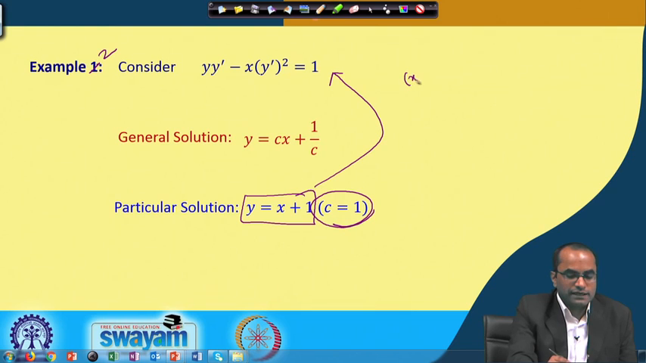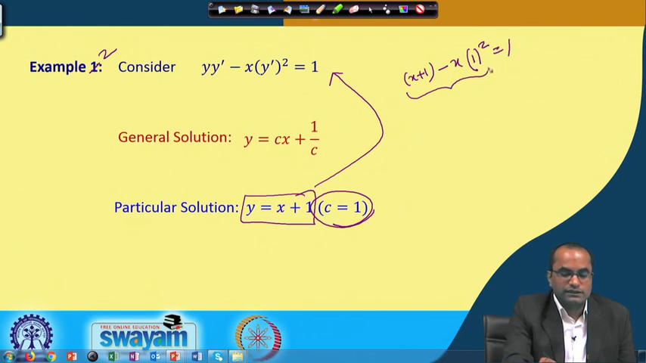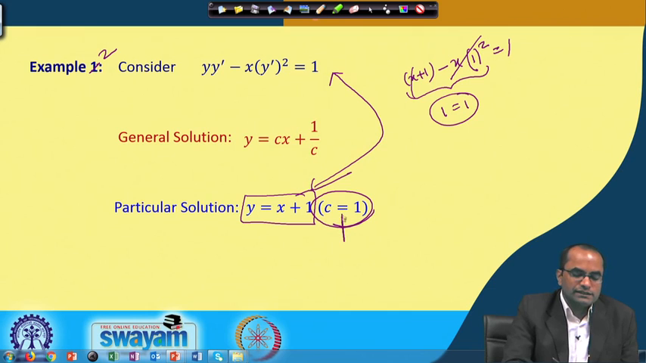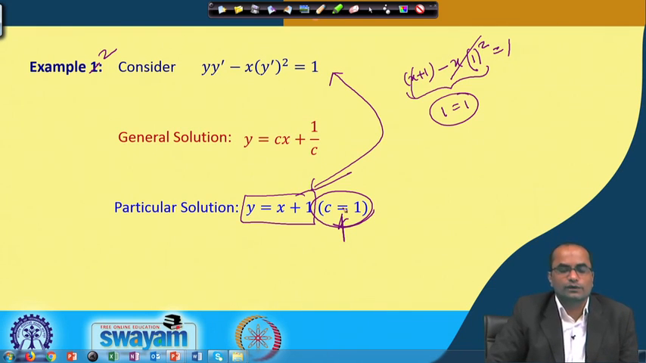So, y is equal to x plus 1, and here y prime will be 1 and minus this x, and then again y prime, that is 1 whole square, is equal to 1. So, what do we see? On the left hand side, this x gets cancelled. So, 1 is equal to 1. So, this naturally satisfies the differential equation, because for any c it satisfies the differential equation.